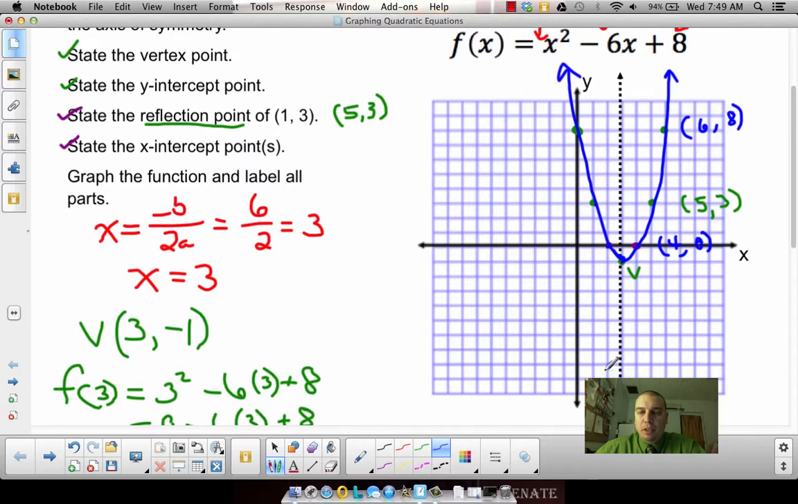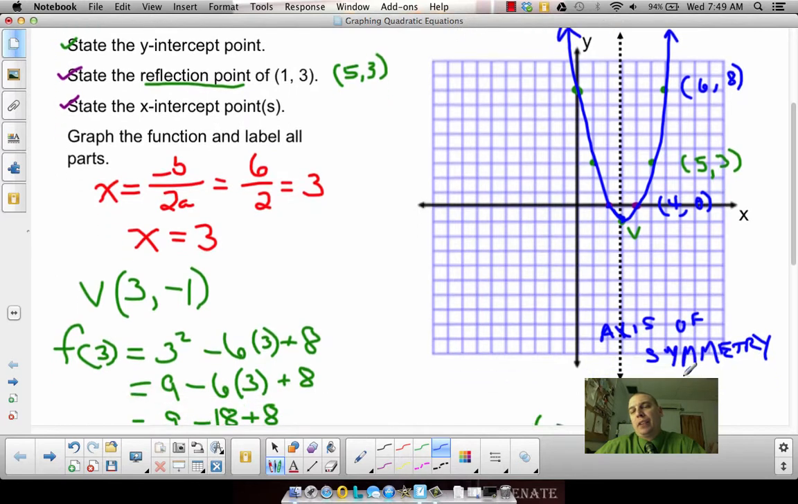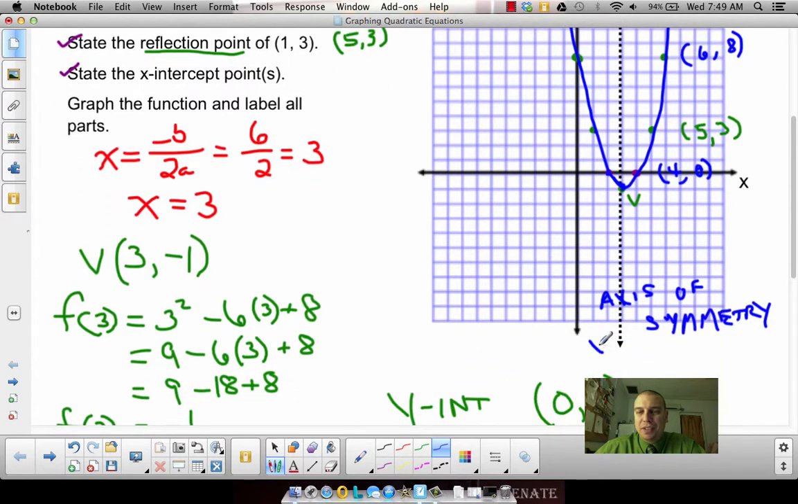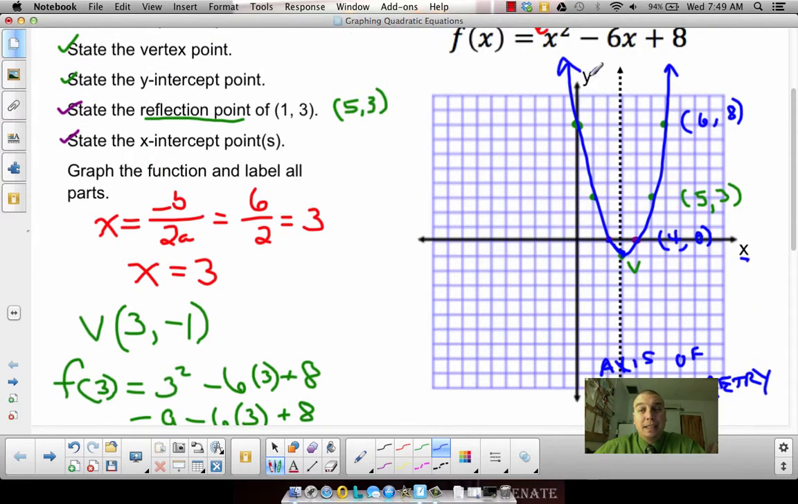And then remember, I'd want to say that the axis of symmetry, and remember, this has to be an equation. Wow, it's really bad handwriting, I apologize. So this is x equals 3. Notice also I'm labeling my axes. Got to make sure you label those.